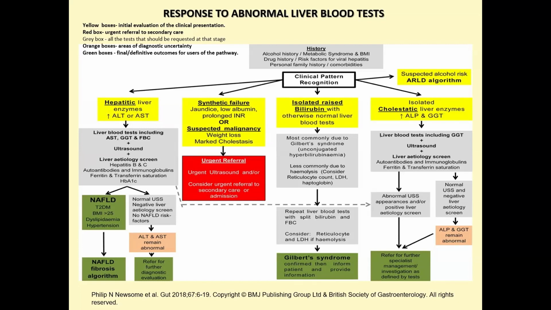Next, we'll go on to the red box. What is the red box? Urgent referral to secondary care. We cannot manage it in primary care, so we go to secondary care. Synthetic failure, jaundice, low albumin, suspected malignancy with weight loss, cholestasis: we go for referral to the subspecialty. It can be hepatocellular cancer. Again, biochemistry is there, in the form of a marker for hepatocellular cancer. Which one? Alpha fetoprotein, AFP. AFP is a marker of hepatocellular carcinoma.